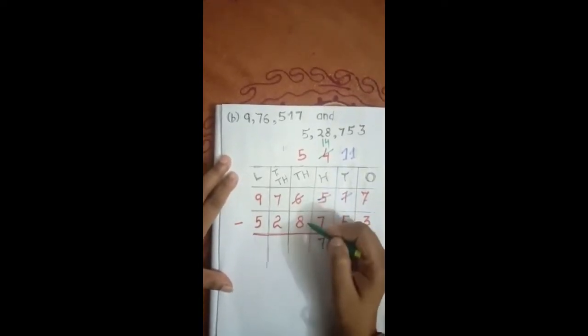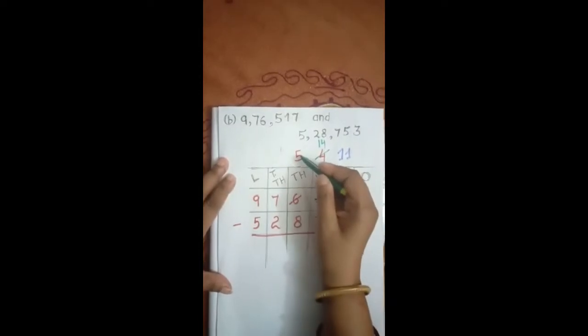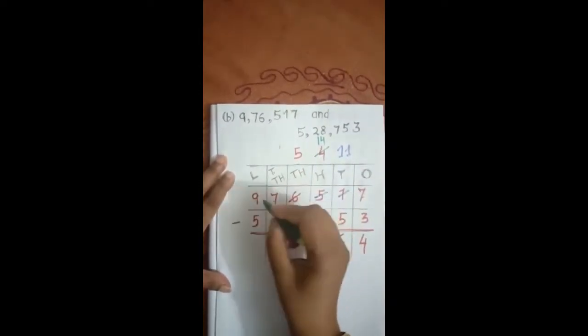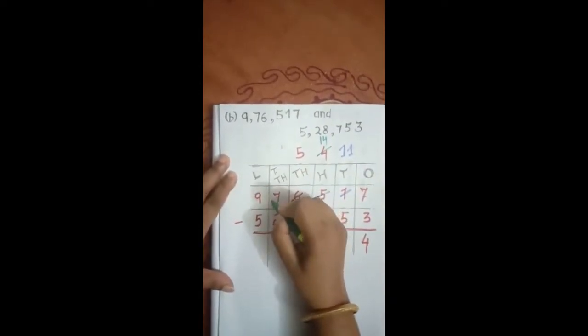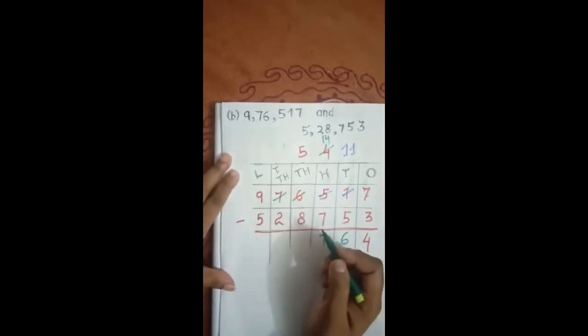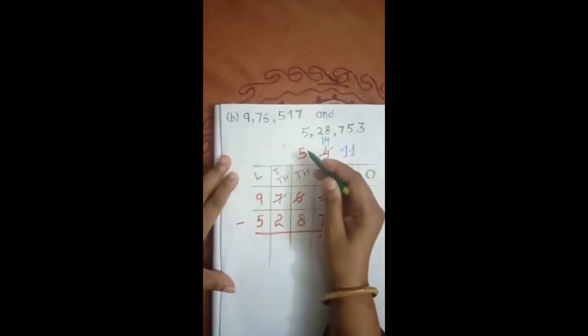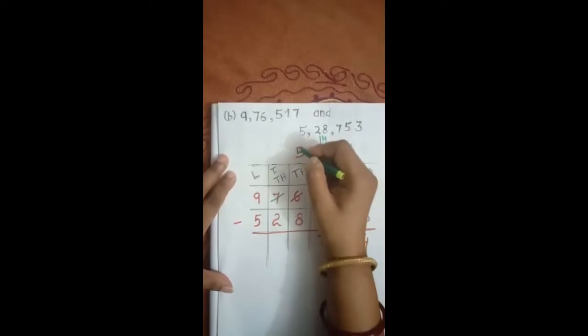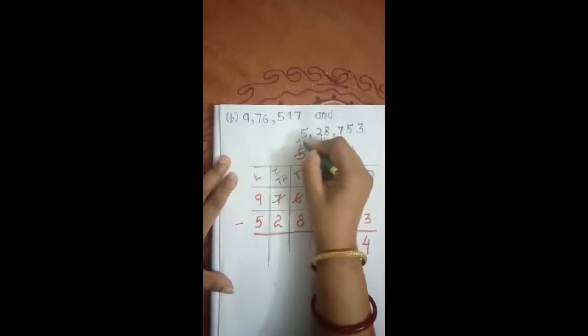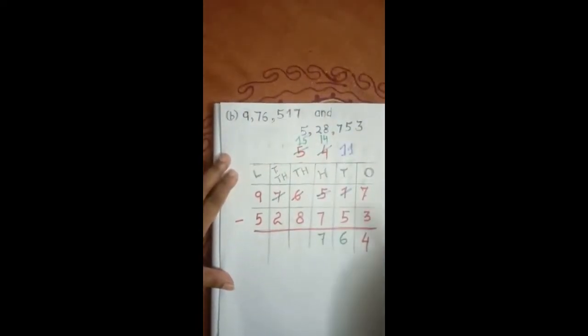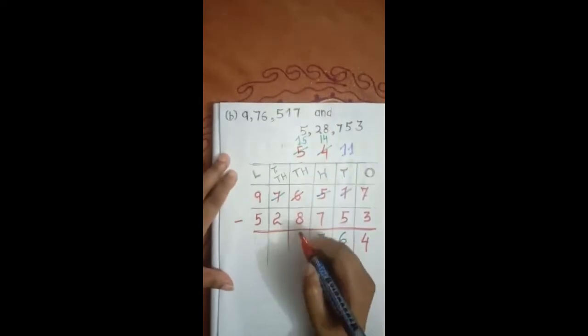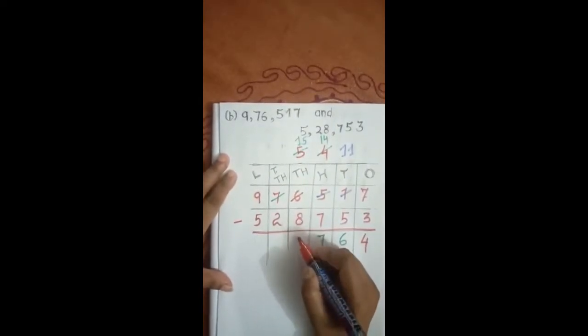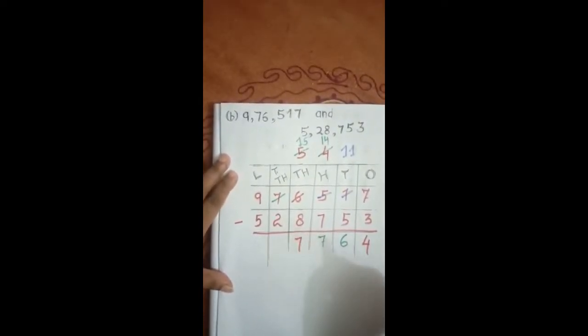Now coming to the thousands column, we subtract 7000 from 5000. It is not possible. Again we have to borrow from the ten thousands. We borrow 10,000, which will be converted into 10 thousands and it is added with 5,000. So 5,000 will become 15,000. Now we can subtract 8,000 from 15,000. We get 7,000, and we put down 7 in the thousands column.